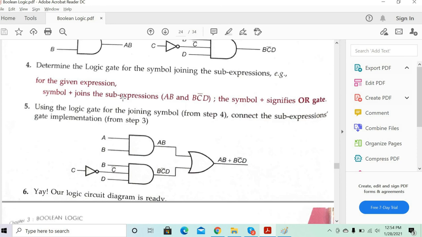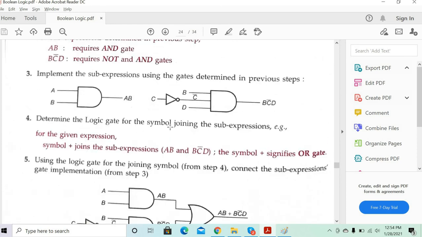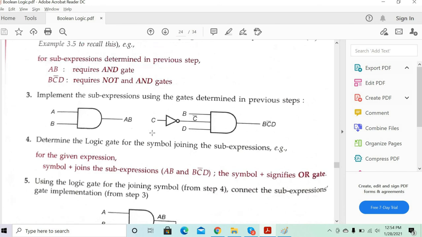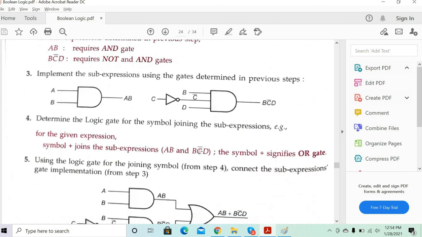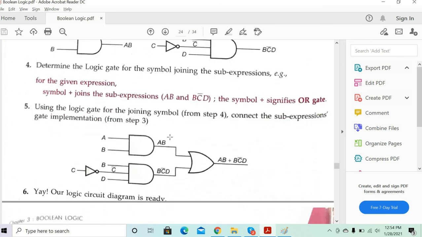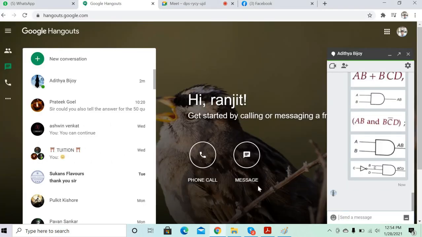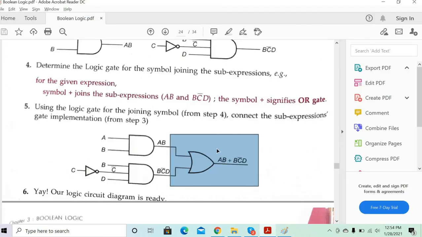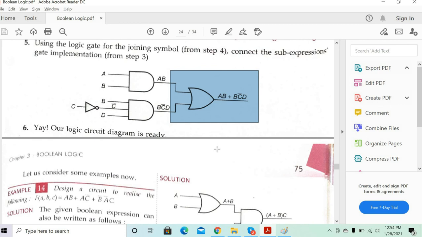Sorry, we are just at the plus sign. The symbol plus signifies the OR gate. AB and B bar CD with the plus sign, so the OR sign means the plus sign will be there, correct? Both the outputs have to be passed through the OR gate. Did you understand now? Yes, sir. Excellent. Clear? Any questions, any doubts? So this is called the logic diagram is ready. This is what the logic diagram says. Clear?